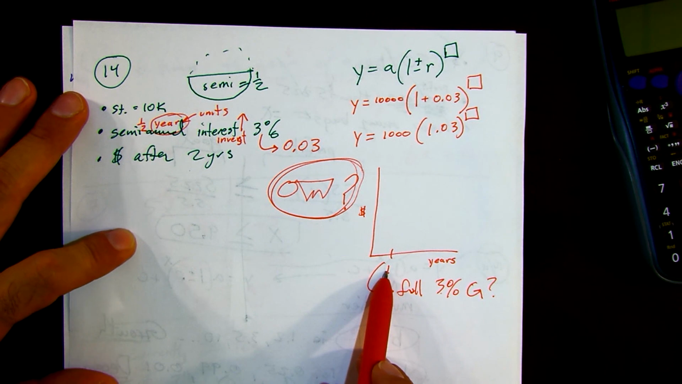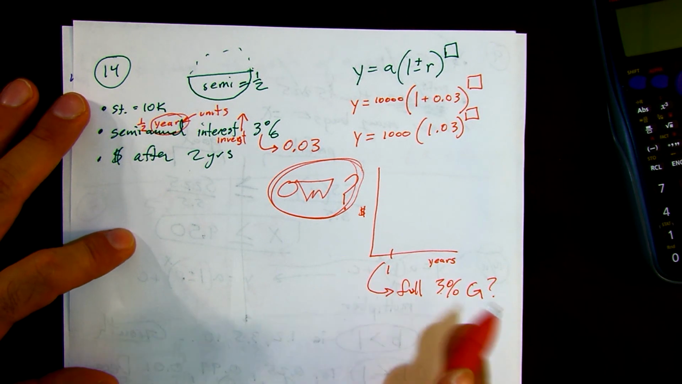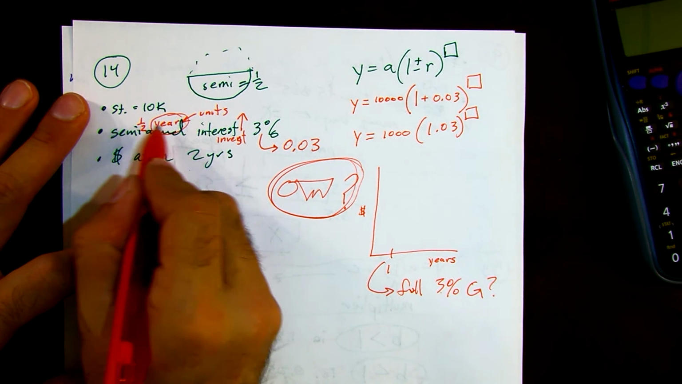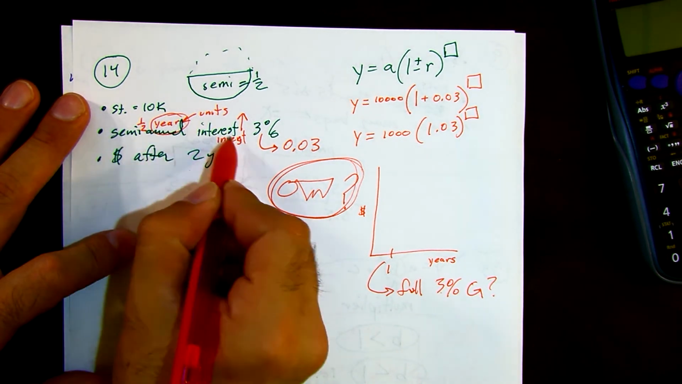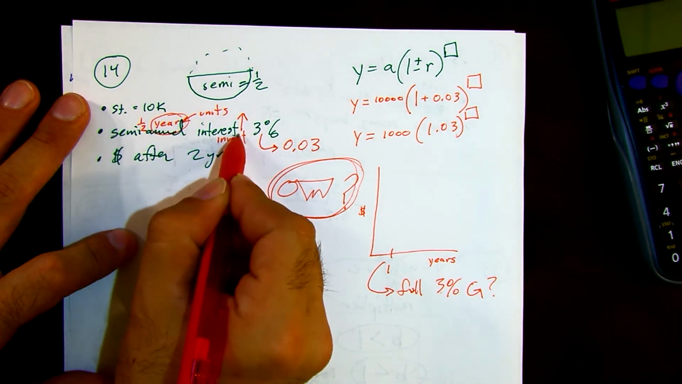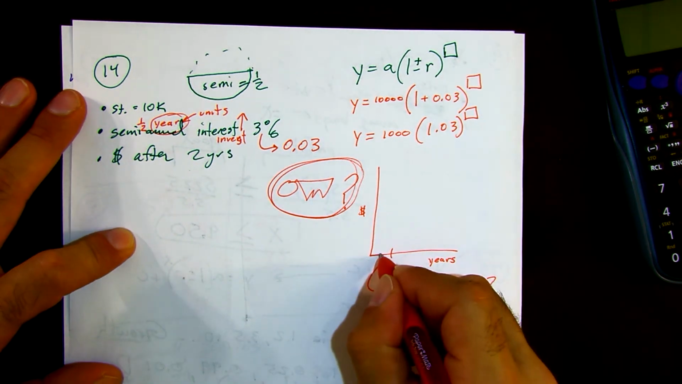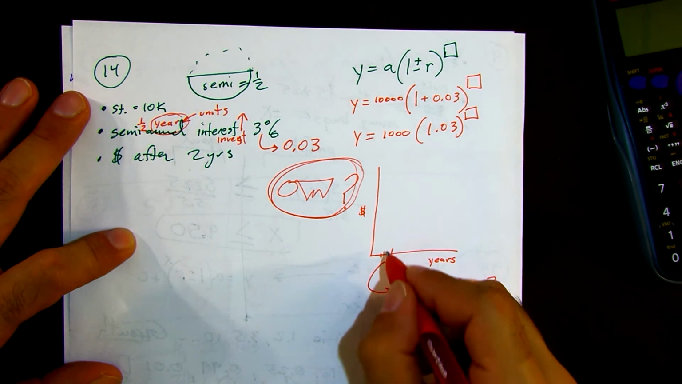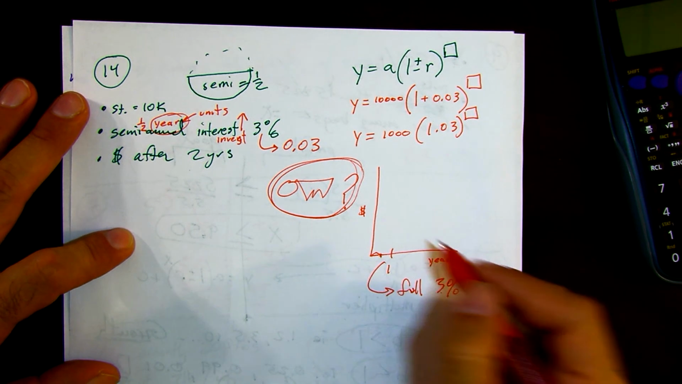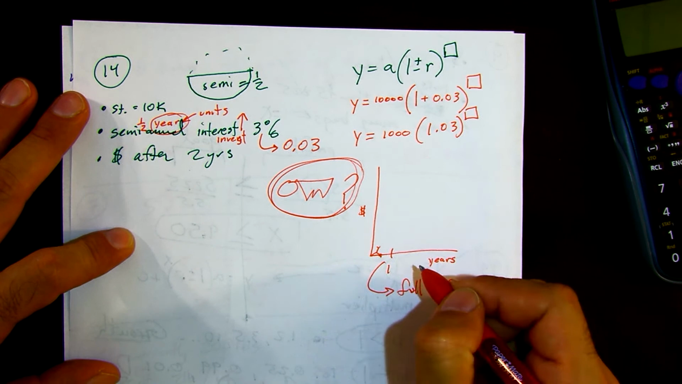Semi-annually, so I know my units here are years, and it looks like this is going to be money. So this is part of asking our key question. Do we have the full 3% growth at 1 year? Did we have the 3% growth by 1 year? Did we have more than that?